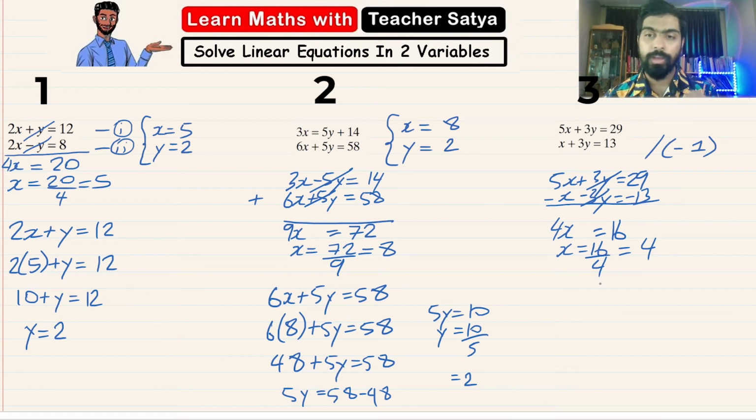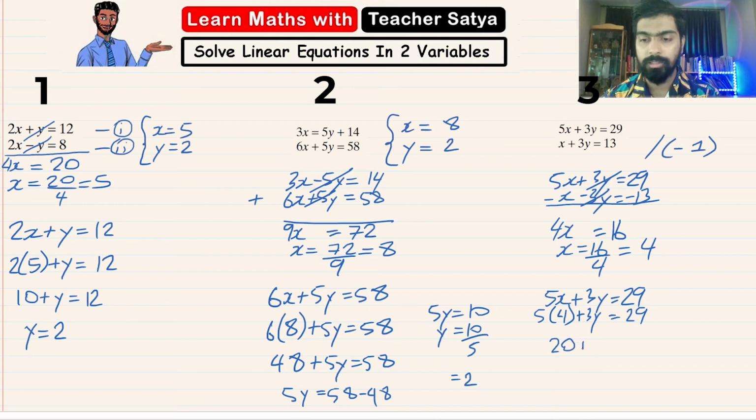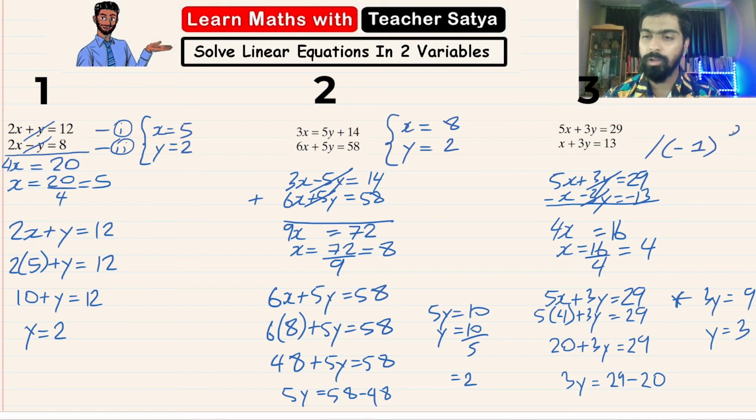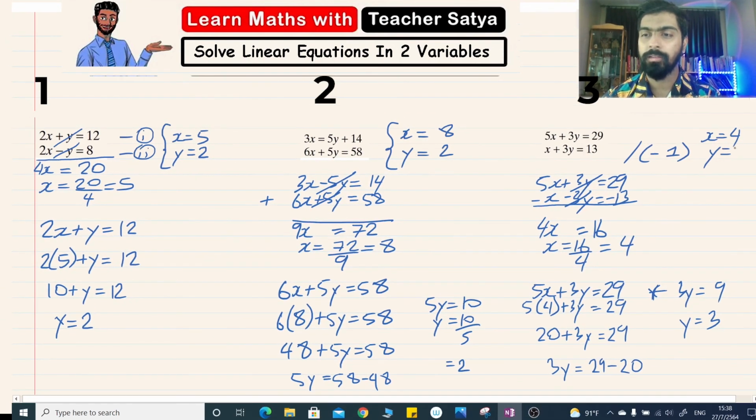Now we can take the value of x and substitute in any equation that we want. So let me take and substitute in equation number 1. So 5x plus 3y is 29, right guys? So 5 multiplied by 4, which is the value of x, plus 3y is equal to 29. Now 20 plus 3y is 29, right guys? 3y is equal to 29 minus 20. Therefore, let me continue here. 3y is equal to 9 and y is equal to 3, right guys? So the value of x here is 4 and y is equal to 3.